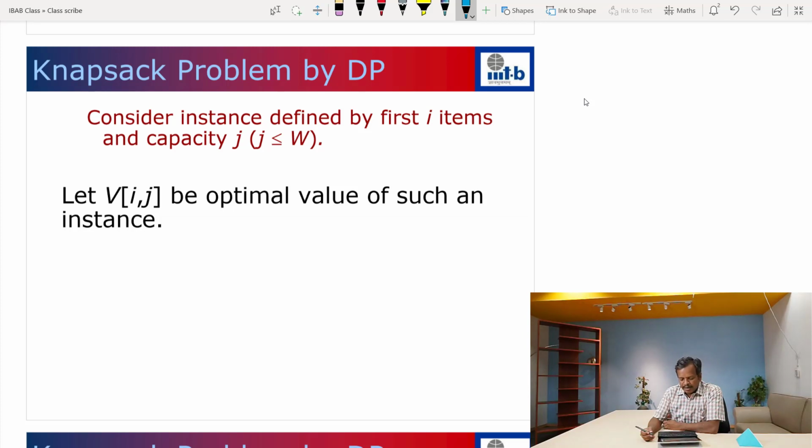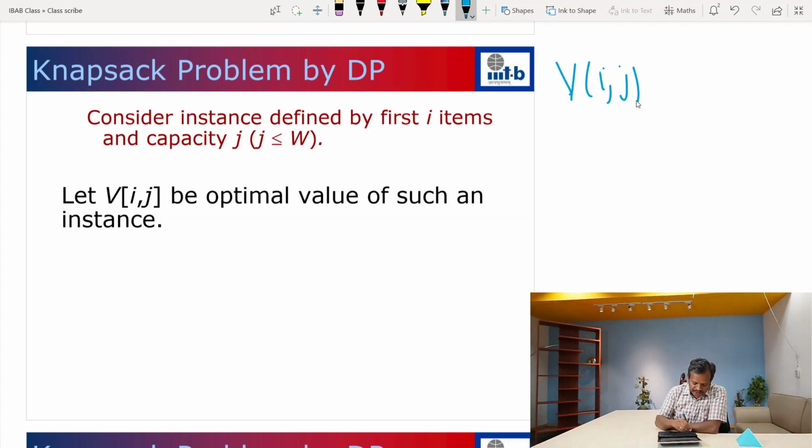So, if I am allowed to consider only the first i items and the size of the knapsack that is given to me is j. So, the state here is v of i comma j. What is the definition of v of i comma j? I am allowed to consider only the first i items and I am given a knapsack of size j. If that is the case, what is the maximum profit that I can make?